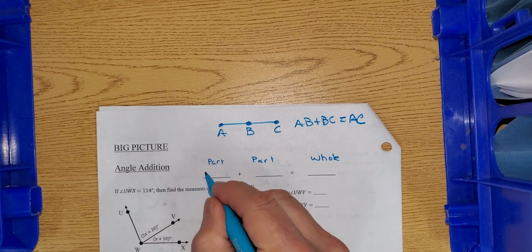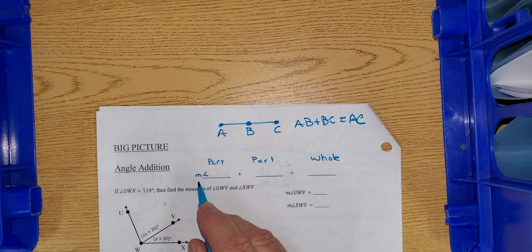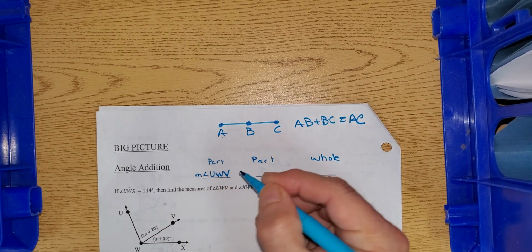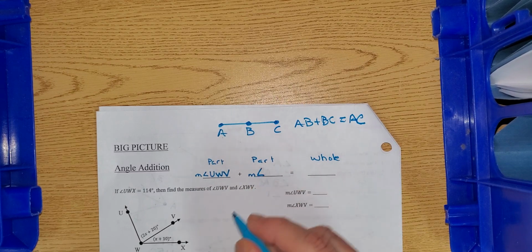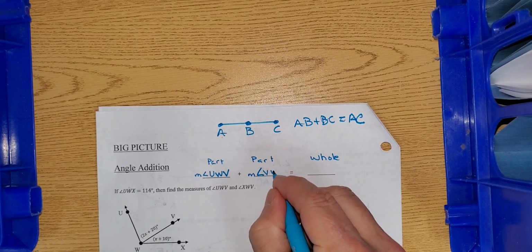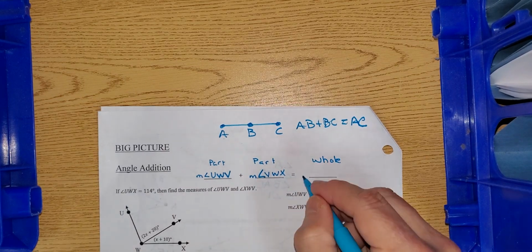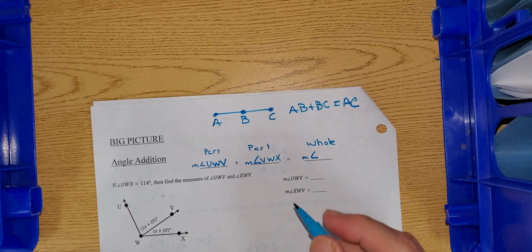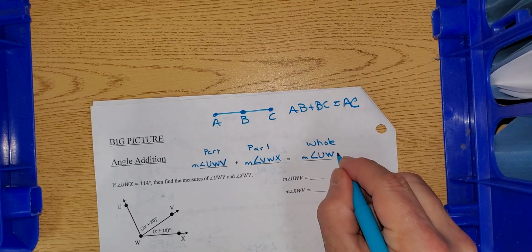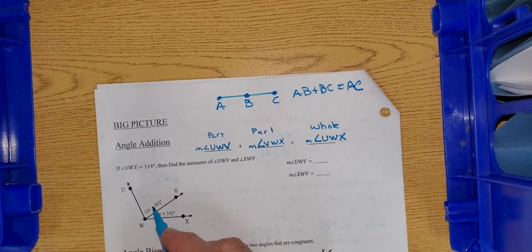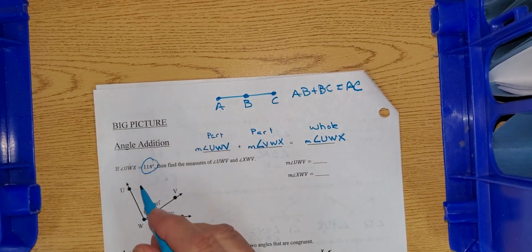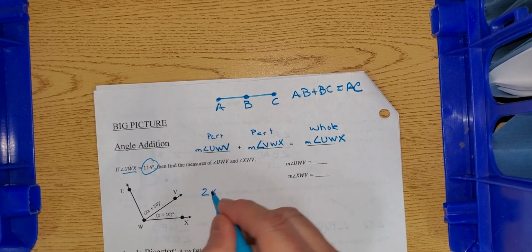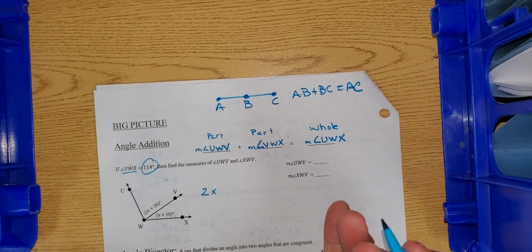So whenever you have an M in front, it's talking about the measure. So the measure of angle UWV plus the measure of angle VWX is equal to the big angle, which is the measure of angle UWX. Can you see it? So this plus this equals 114. 114 is the total, that's the big angle, UWX. You're just setting it up like we did on segment addition, except it's angles.